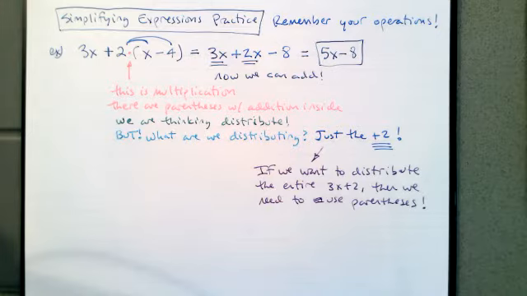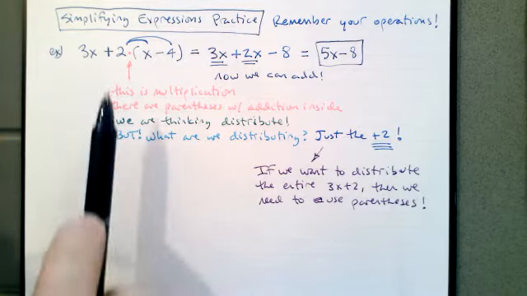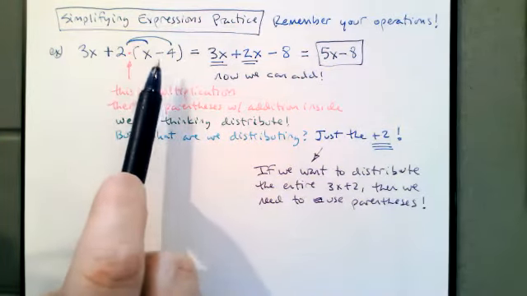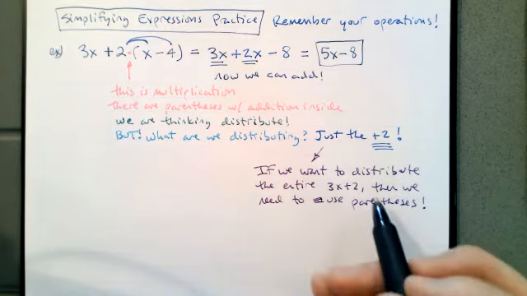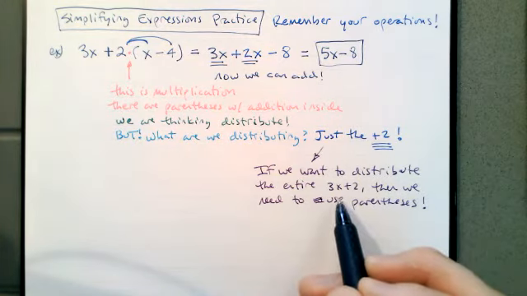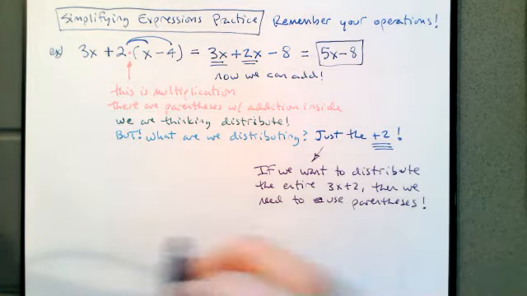We have 3x plus 2 and x minus 4, but we're only multiplying the x minus 4 by the 2. The distributive property is only applying to the 2. Remember what we said yesterday: it's the multiplication and the addition inside the parentheses that make the distributive property happen. So if I want to distribute the entire 3x plus 2, I have to write a different expression.